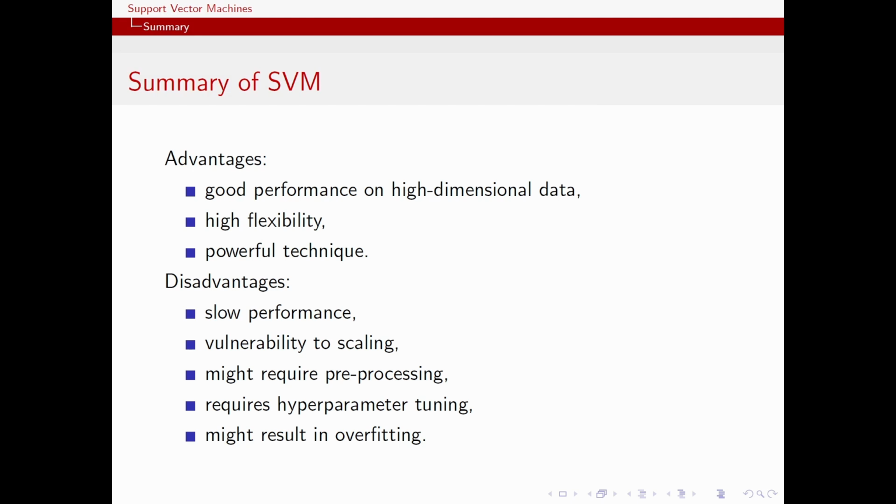However, we should keep in mind that some of the kernels, as for example I mentioned, the RBF, the radial basis function kernel, can perform quite slowly. The whole SVM is vulnerable to scaling, as we saw in the beginning, and it might require therefore pre-processing. It requires hyperparameter tuning. It might result in overfitting, as we saw in this and the previous video on the soft margin as well. And that is why we need to be cautious about choosing the values for C, for gamma, for the degrees.